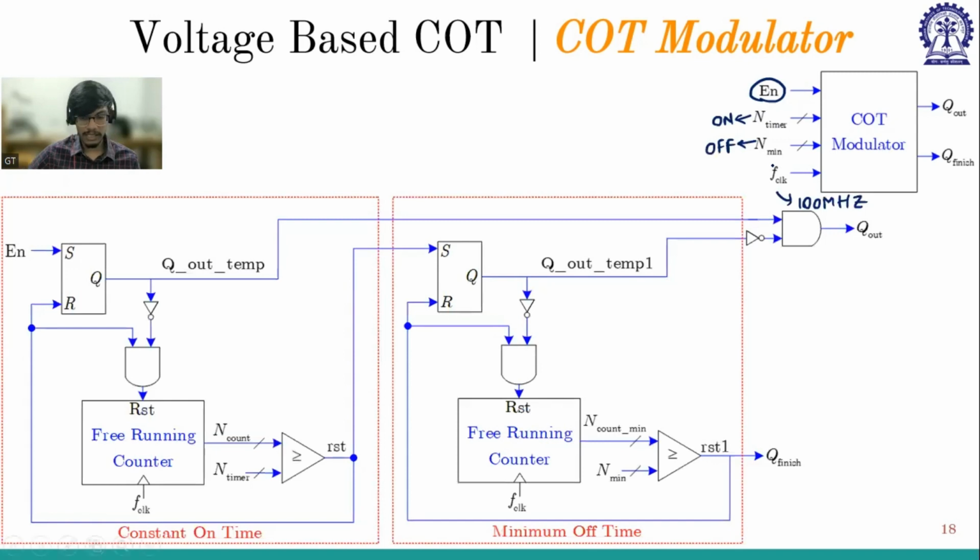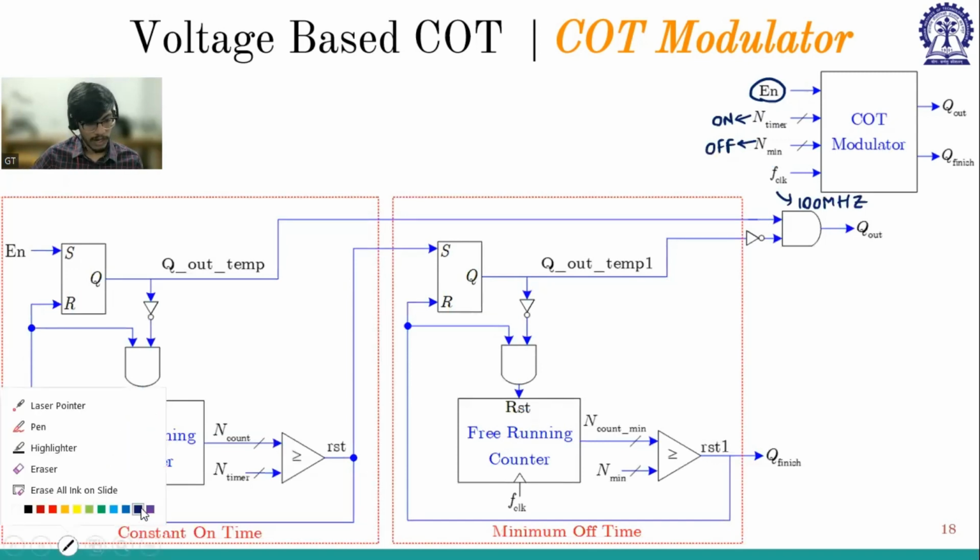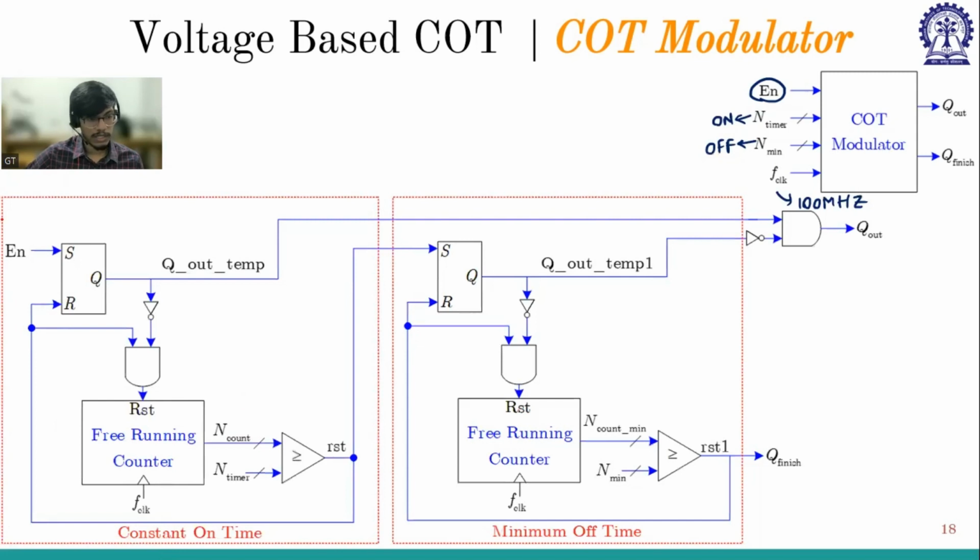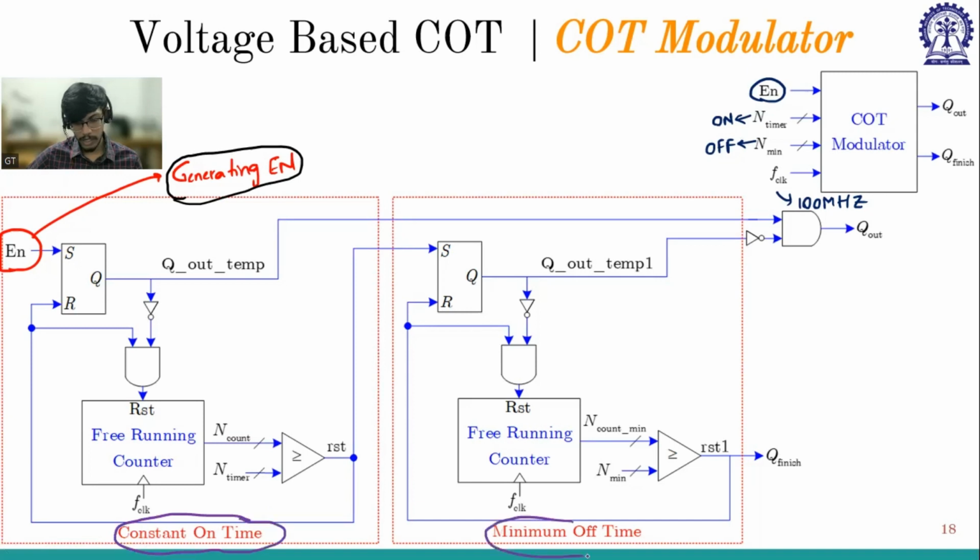The circuit is as shown over here. First we'll discuss the generation of enable. This is again a signal. Generating enable will come in the upcoming slides, but for the time being, we'll not go into this. It has 2 blocks: one is the constant on time, and the other is the minimum off time. The first block is for constant on time, and the second block is for minimum off time. Whenever there is an enable, it will set, and Q will be 1. There is no reset; reset will be 0.